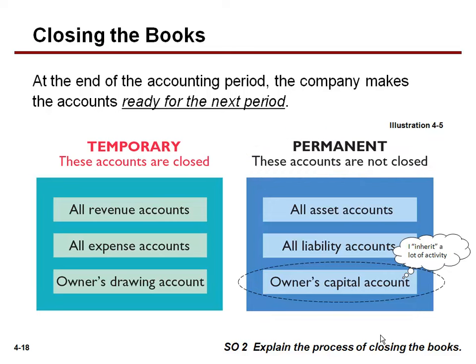At the end of an accounting period, and I'm referring to the end of the company's fiscal year, the company will make certain accounts ready for the next period. This is called closing the books. That is, the temporary accounts are closed out. Their balances are zeroed out. They're reset to zero so that they can begin to measure activity for the next year. The specific temporary accounts that are affected are all revenue accounts, all earned revenue accounts, all expense accounts, and the owner's drawing account.